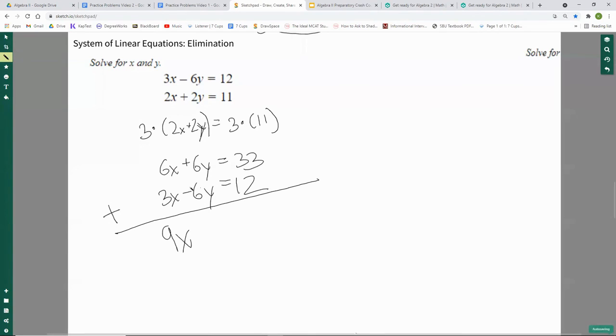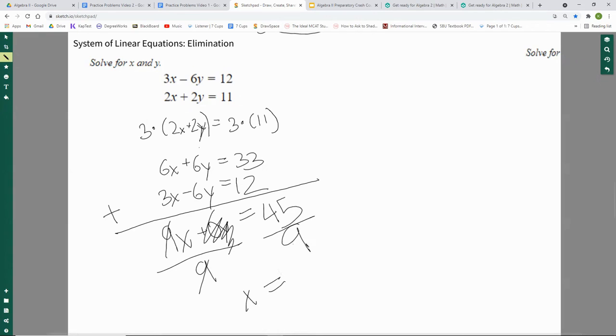And then here, we're going to have a plus 6y plus a negative 6y. So that's actually going to give us 0y, so basically non-existent. And then we're going to do 33 plus 12, so that's going to be 45. And then to isolate the x, we divide by 9. We have to do it to both sides. So this crosses out, and then we get x equals 45 over 9. Do the math, divide, x equals 5.